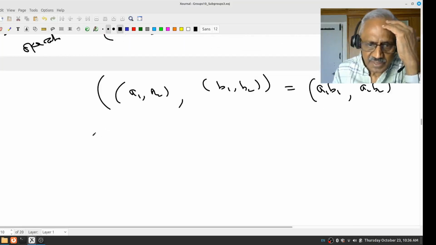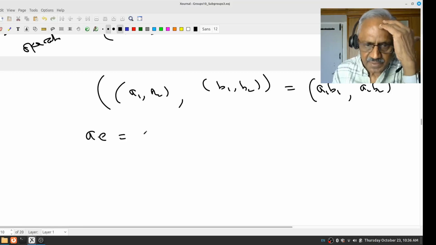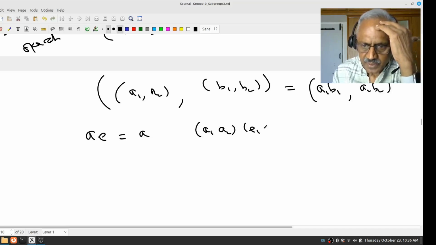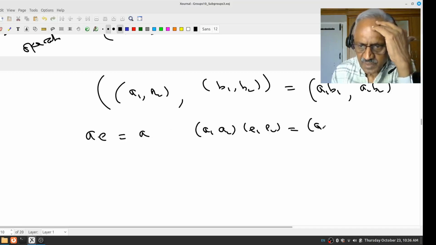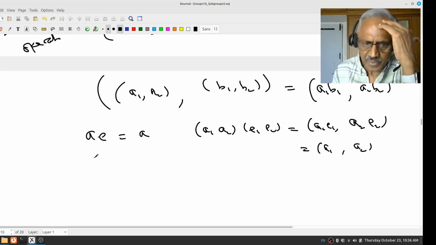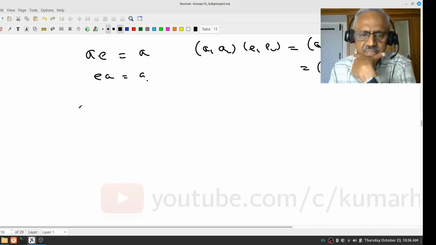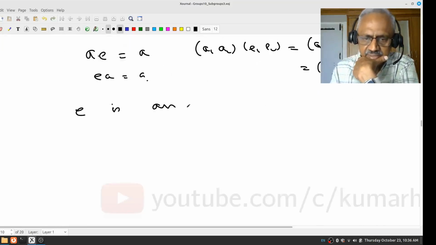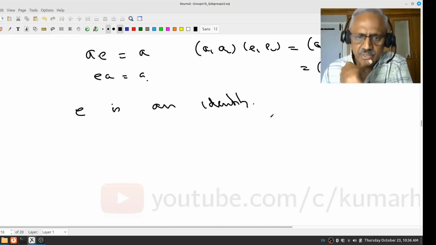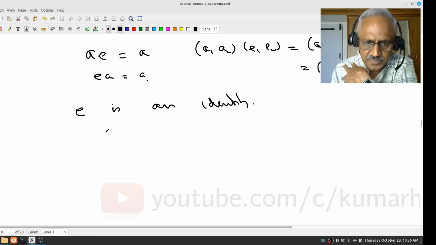Now you can check A dot E is A, because (A1, A2) times (E1, E2) by definition is (A1 E1, A2 E2), but that is (A1, A2). Similarly, the other way around. Therefore E is an identity, right? And you can also check it's associative. This binary operation is associative.